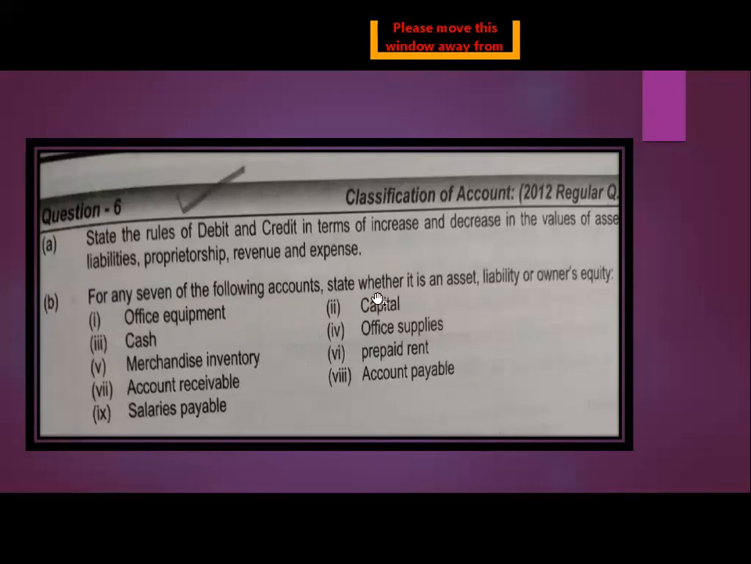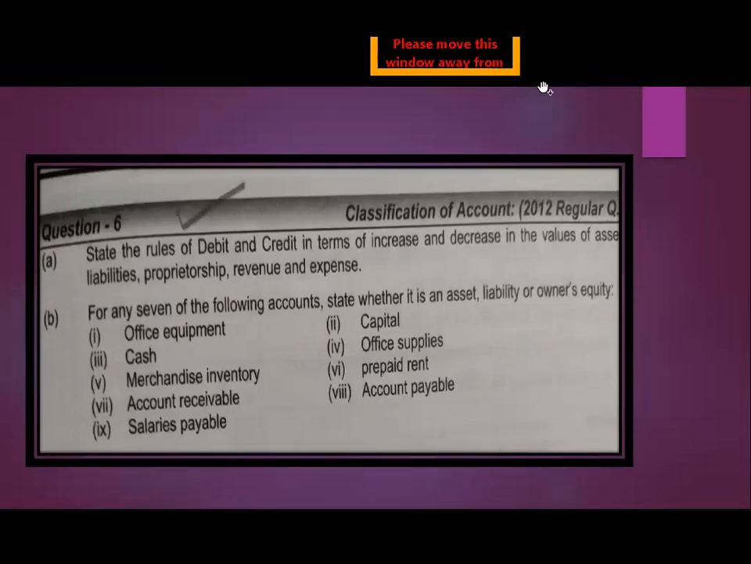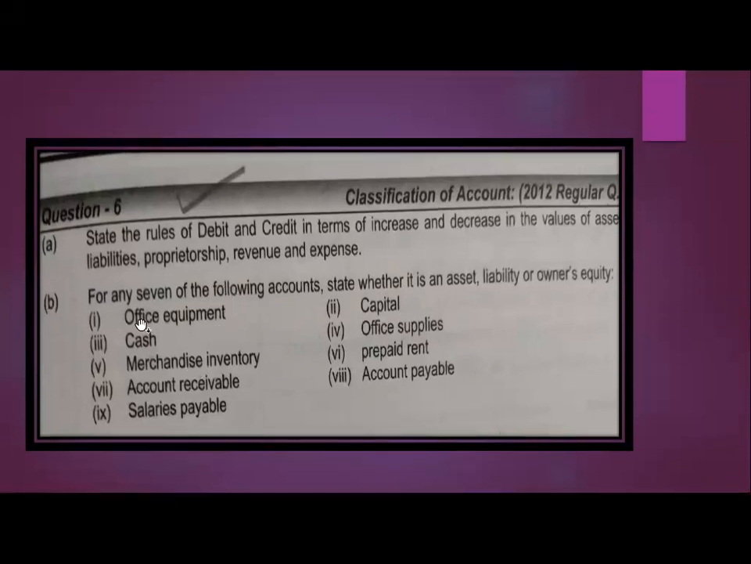From my side, you have to do right now. Office equipment is your fixed asset, cash is your current asset, merchandise inventory is your current asset, accounts receivable is your current asset, salaries payable is your current liability, capital is your equity, office supplies is your current asset, prepaid rent is your current asset, and accounts payable is your current liability. So it is very easy.